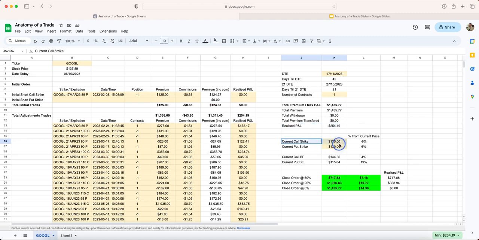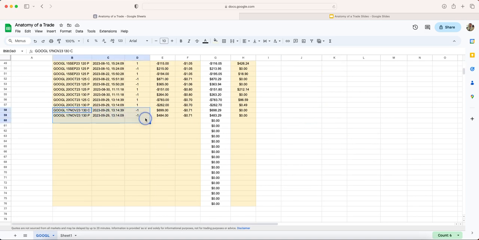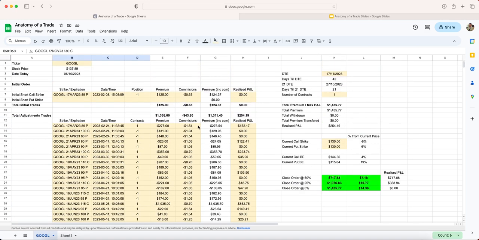My current position is the 130 straddle, which you can see here. The current price is obviously 137, nearly 138. My call is 6% in the money and my put is 6% out of the money, which again is fine. The next adjustment could potentially be rolling up my put strike to the 135, but I'll show you why I haven't done that as of yet.